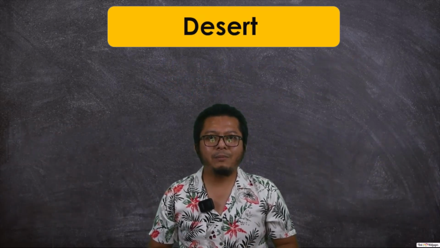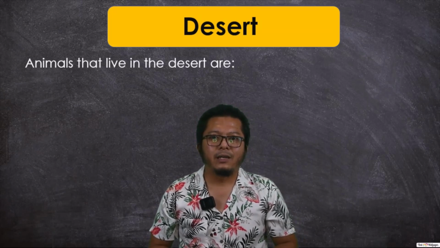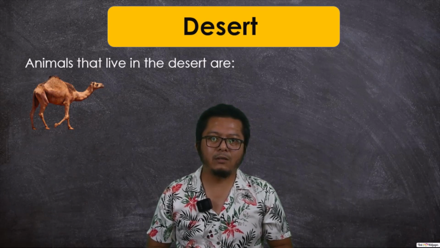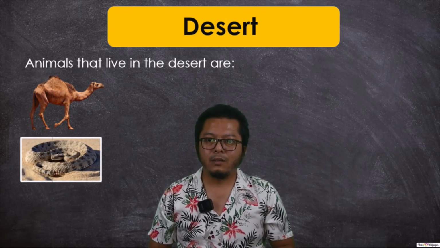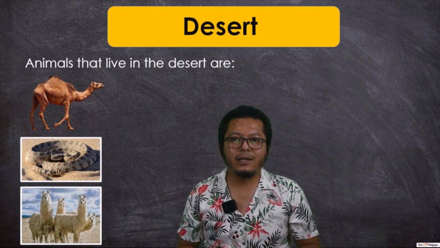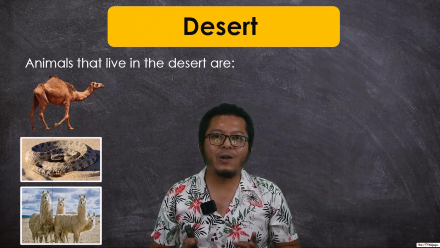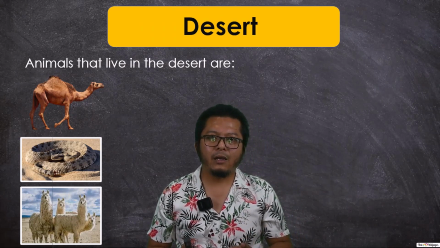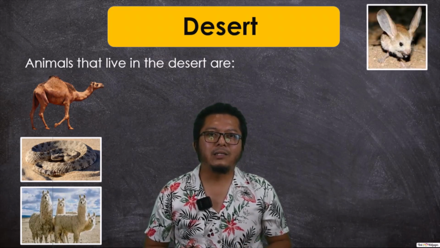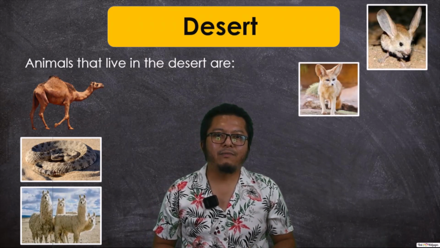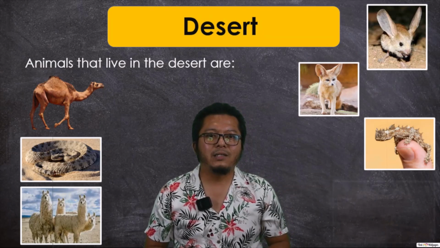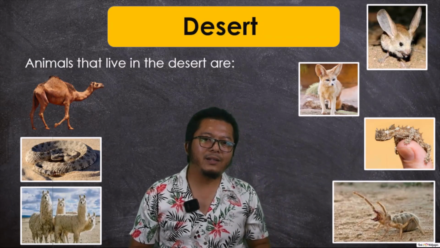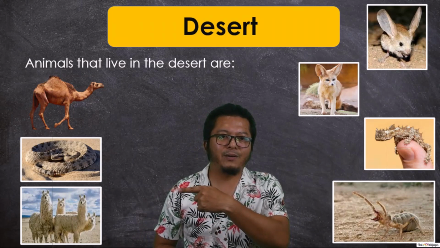So what animals live in a desert? Animals that live in the desert are camels, desert snake, and then, no, this is not that, this is called llama. The spelling is L-L-A-M-A, llama. Desert mouse, desert fox, desert lizard, and desert spider. We call everything desert except for the llama over here.